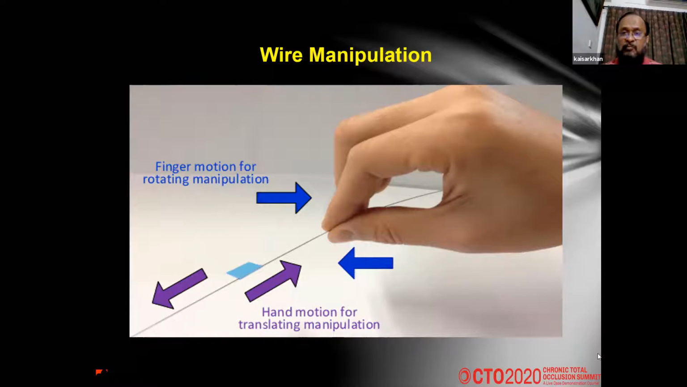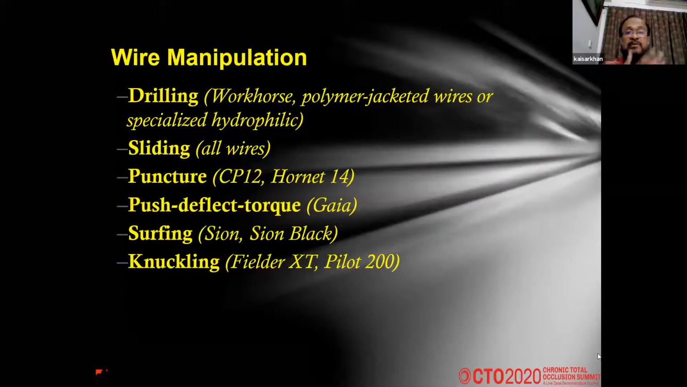I will show one by one. While drilling method, you have to use hydrophobic wires which give good tactile feeling, like Miracle series. Sliding means, when you slide through a small micro channel, filter XTR wire, XT wires. Puncture hard cap, like Conquest Pro 9 or 12. Push, deflect, torque when you know the course of CTO, Gaia series. Surfing, Sion Black, Sion, sometimes Pilot 50. Knuckling, 70 plus, Fielder XT, Pilot 200.